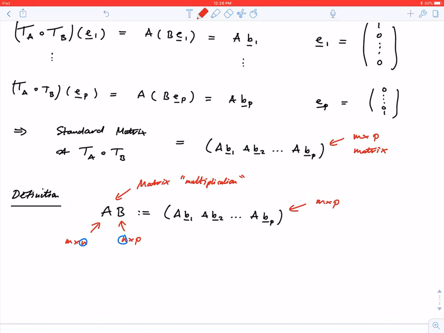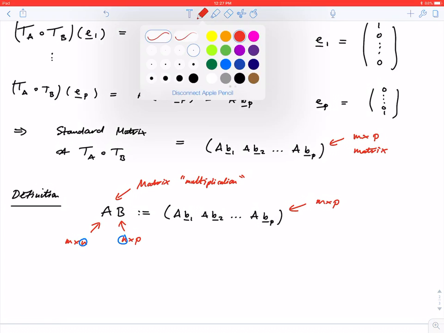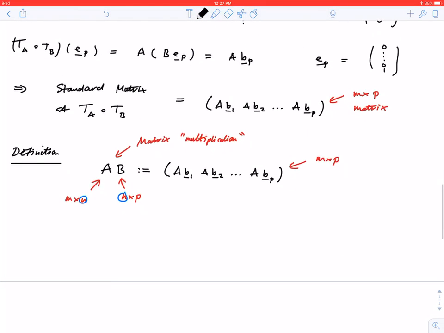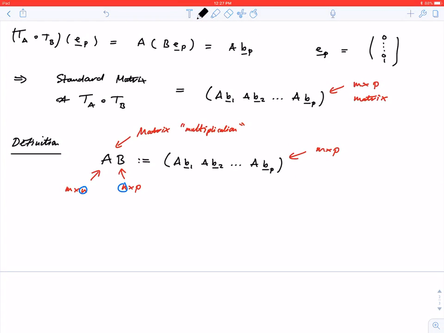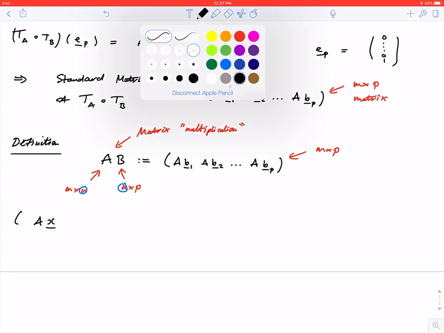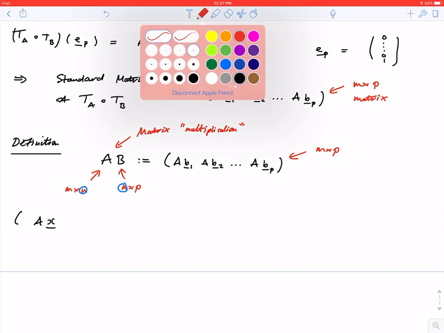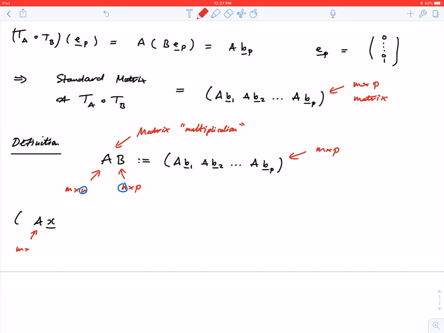So it's a definition. I'm defining the product of two matrices in this manner. It's worth saying we can relate this back to my previous notation. When I write AX, we can now interpret this in terms of matrix multiplication. Why? Because if I think about A as an M by N matrix, and X is a vector, you could think about that as an N times 1 matrix.